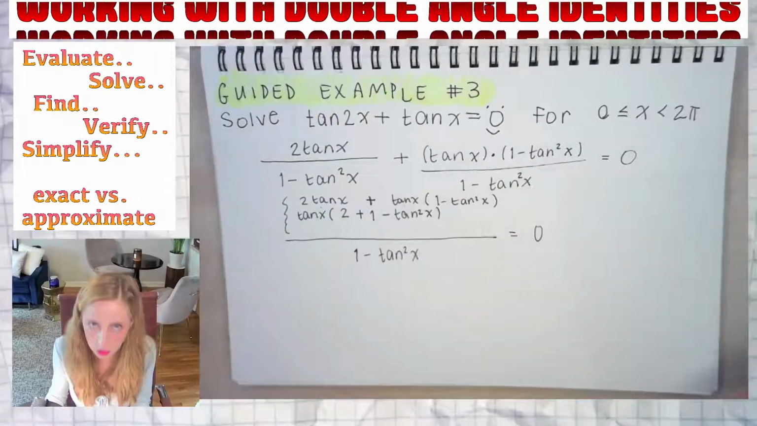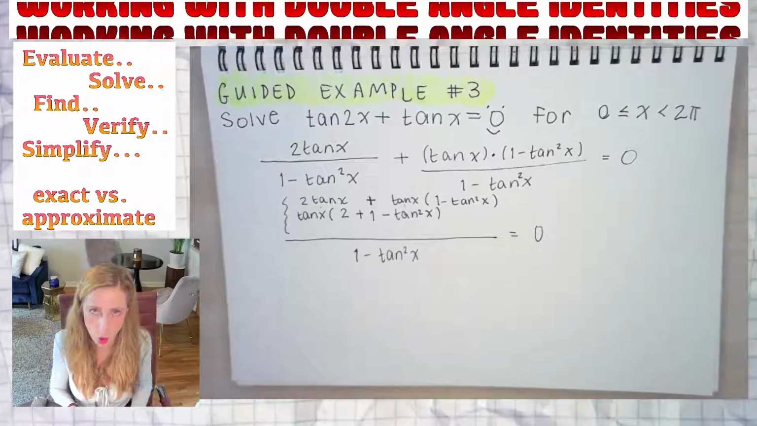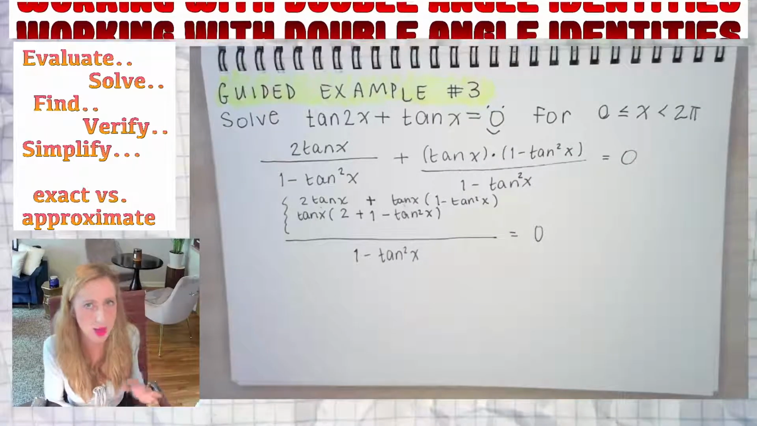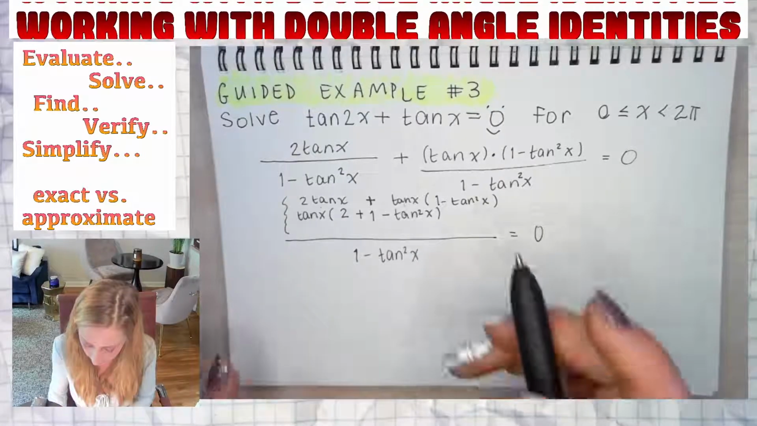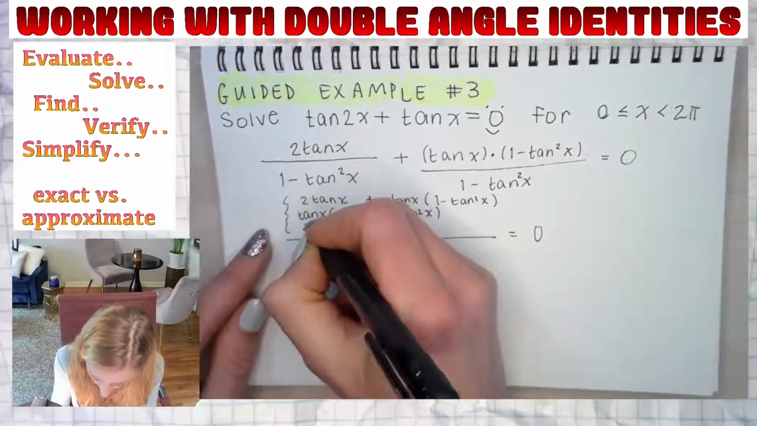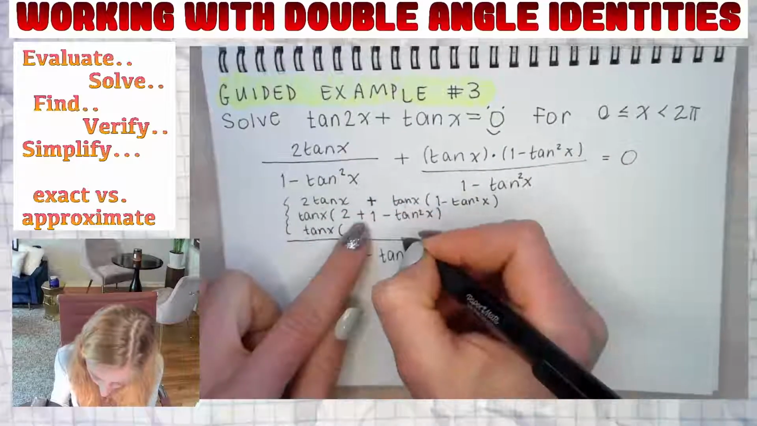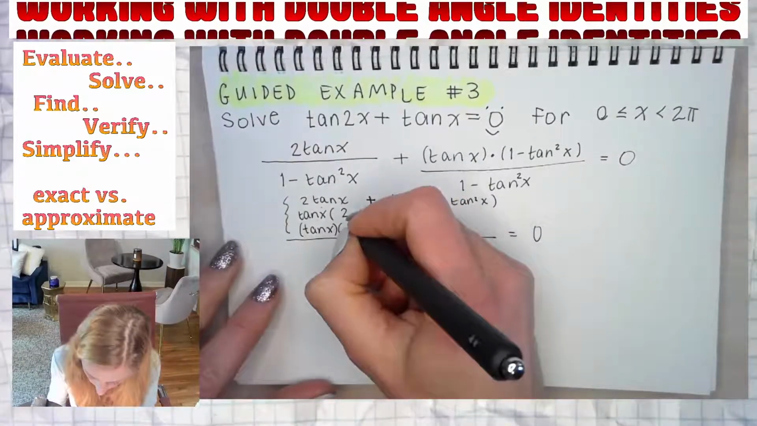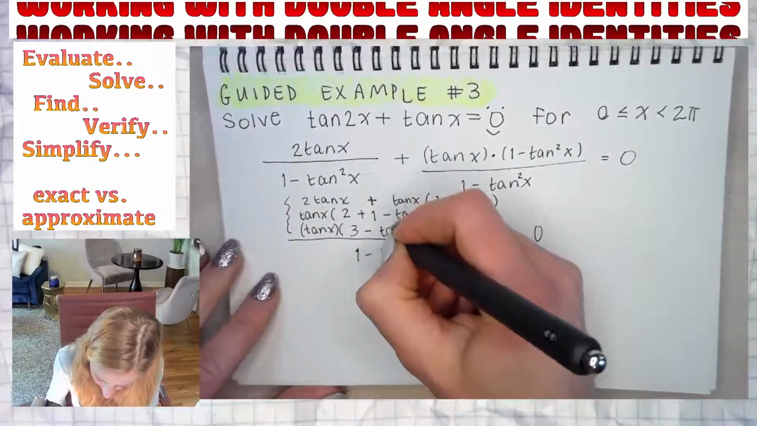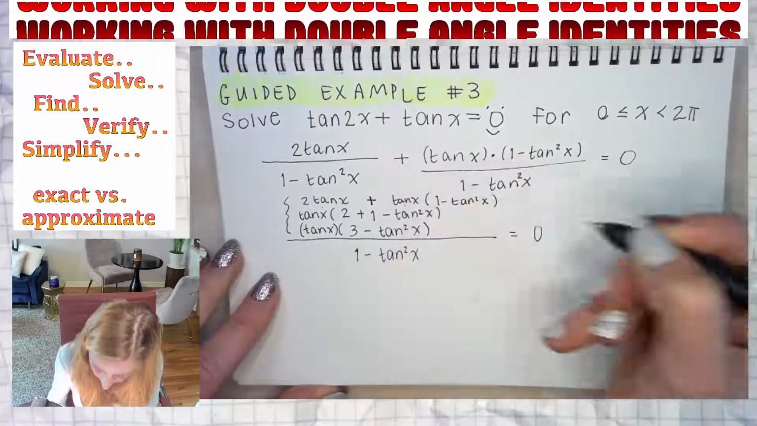If that is a little weird to you, press pause, go back to what I said to do in the first place, do it that way, and just see if you get the same answer as me, okay? You got this. Don't panic. 2 plus 1 is 3. So I have tan x, and then remember, these are being multiplied. These are factors. 2 plus 1 is 3 minus tan squared x.